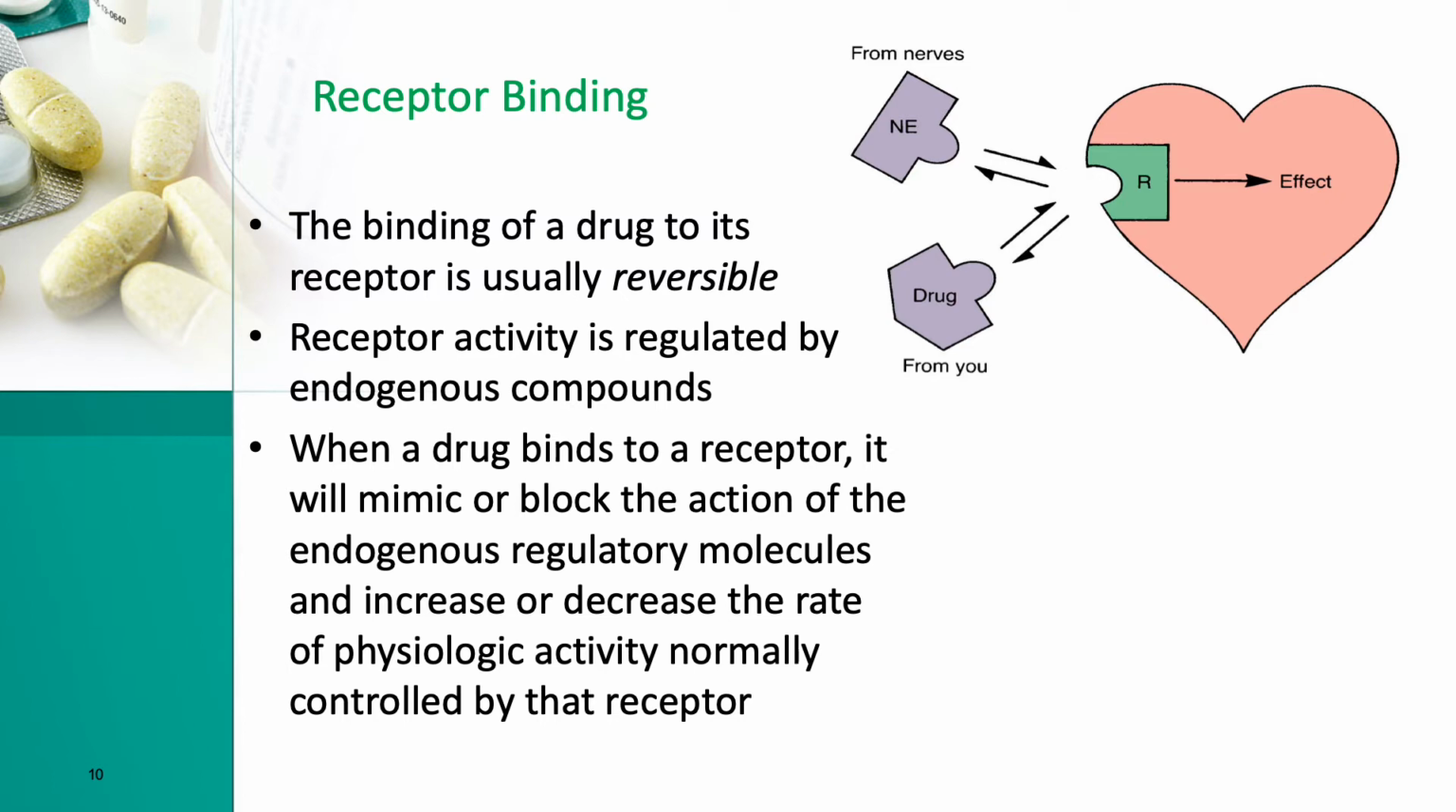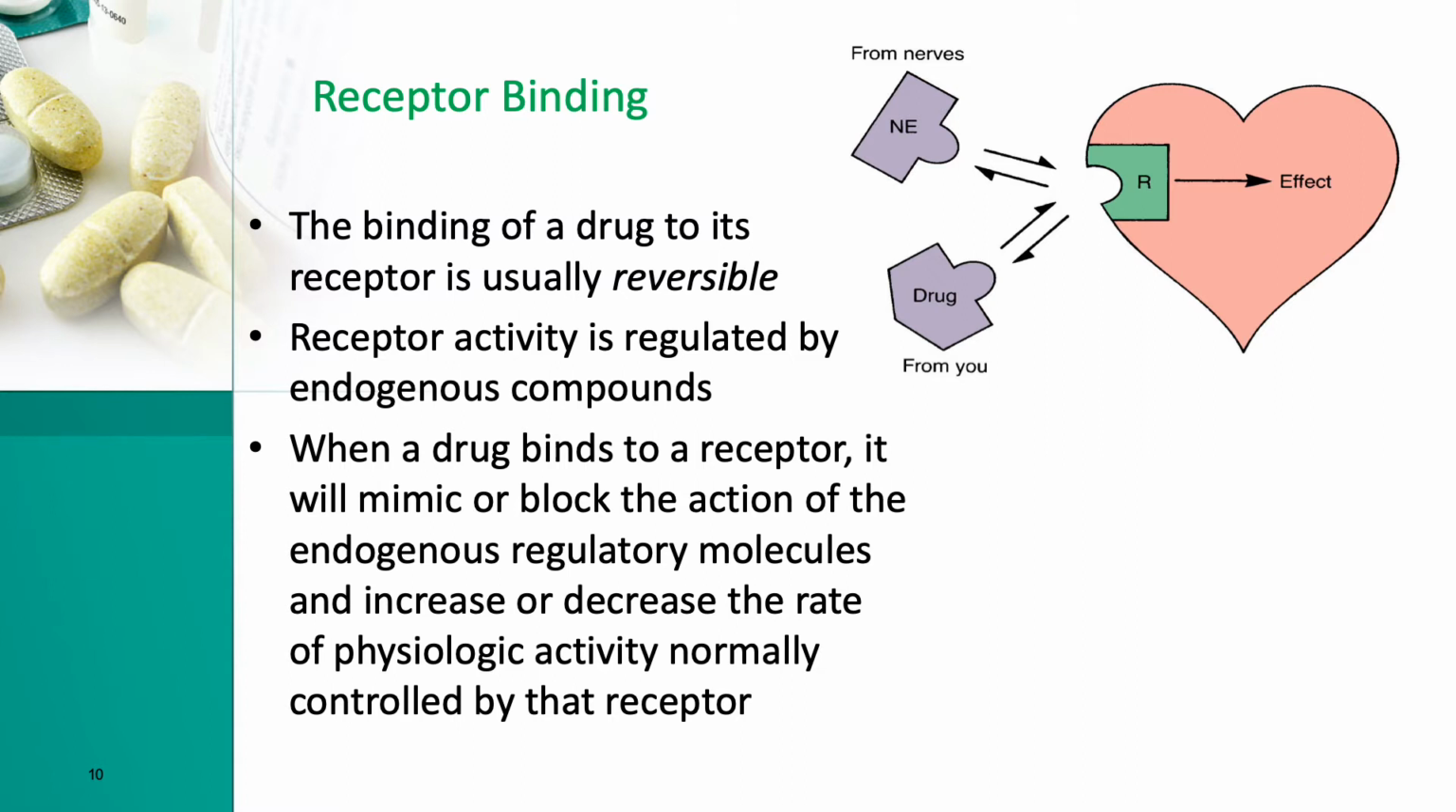The binding of a drug to its receptor is usually reversible. Receptor activity is regulated by endogenous compounds such as norepinephrine in this diagram. When a drug binds to a receptor, it will mimic or block the action of the endogenous regulatory molecules and increase or decrease the rate of physiologic activity normally controlled by that receptor. For this example, under physiologic conditions, cardiac output can be increased by the binding of norepinephrine to the receptors on the heart.